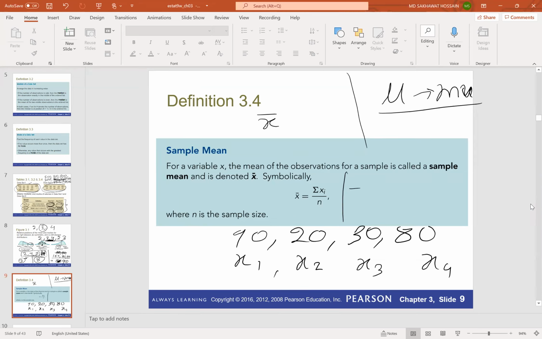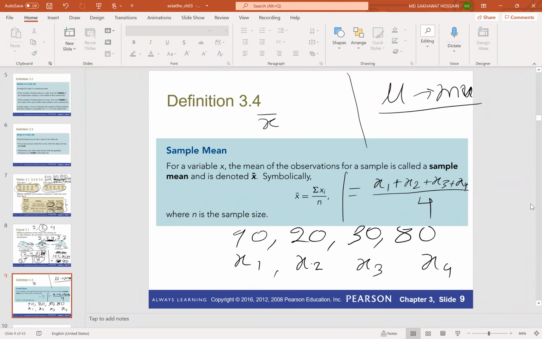If we add them together, the first number is X1 plus X2 plus X3 plus X4, right? That's adding all four numbers, then divided by the number of observations. How many numbers do we have here? 1, 2, 3, 4. So we divide by 4, right?